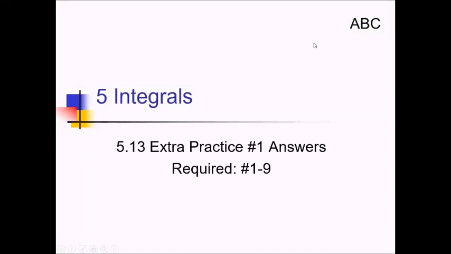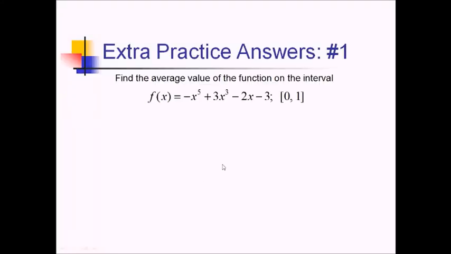Hello there, Mr. Sutton here with the AB Calculus 513 Extra Practice Number 1 solutions on average value. For this problem, we're trying to find the average value of this polynomial on this interval, and this was a no calculator question. So let's go ahead then and set up our average value setup. That's going to be 1 over b minus a, so 1 over 1 minus 0, which is just 1, times the integral from 0 to 1 of all that stuff, dx.